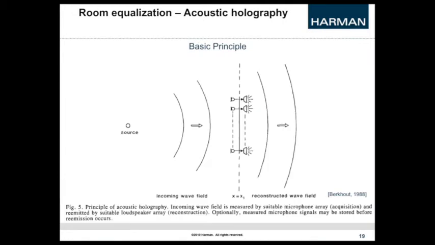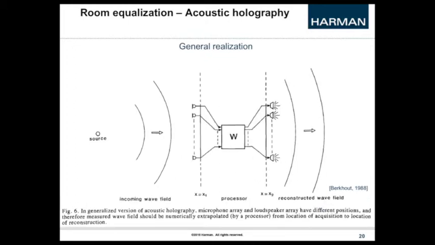The basic principle, as I said, is you go along a line, record it, and then you play it back, assuming that these are all perfectly linear systems, of course. This was thought up by Berkhout, 1988. Now, if you have this information available, you can separate those lines and put a matrix of filters in between. This processor is then the idea behind the new version of wave field synthesis.